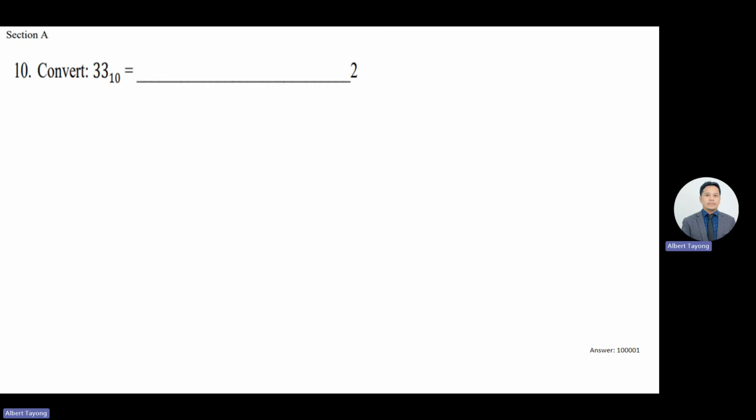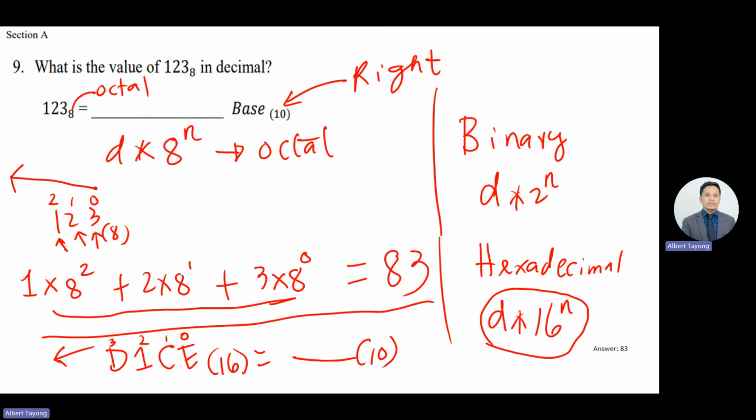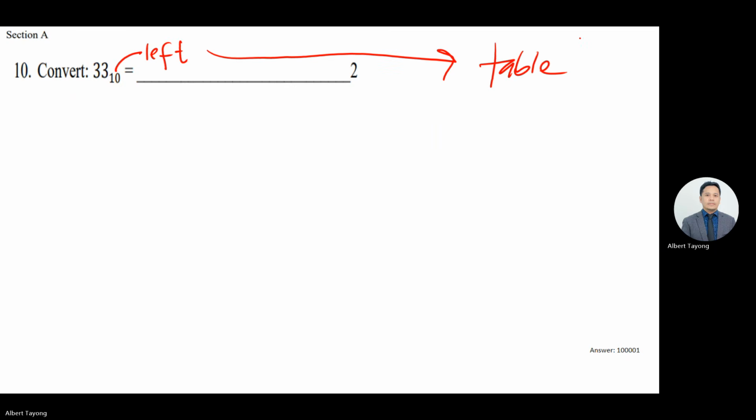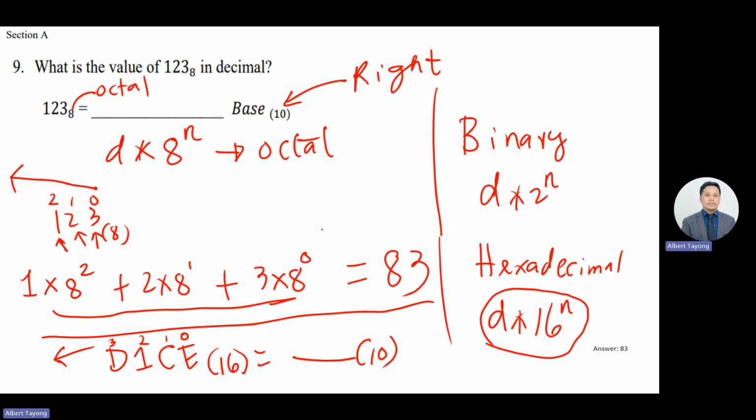Let's proceed to number 10. Here is the opposite of number 9. In number 9, our 10 is on the right, base 10. Here, our 10 is on the left. If 10 is on the left, you're going to use a table. If 10 is on the right, you're going to use these formulas.